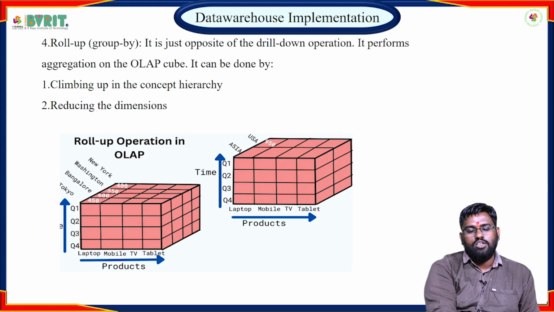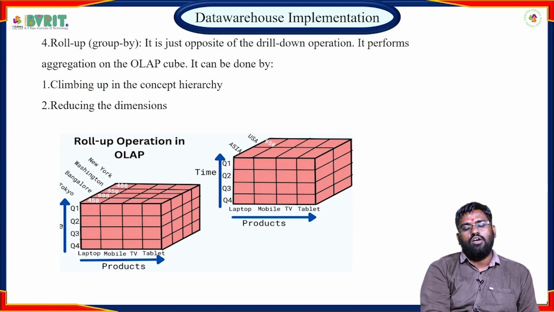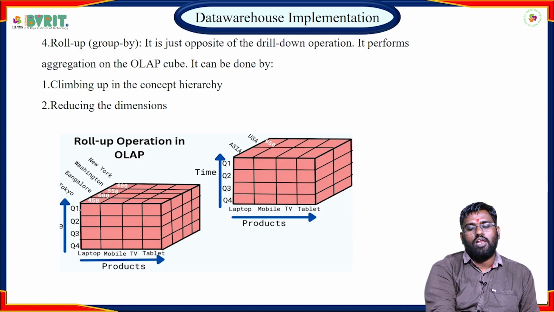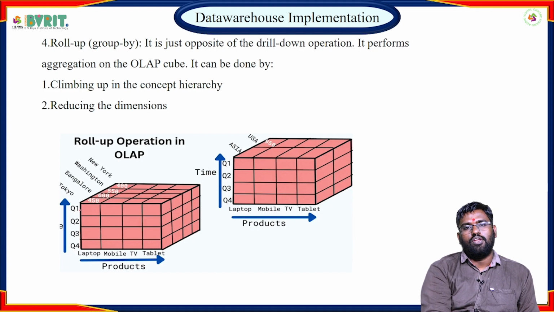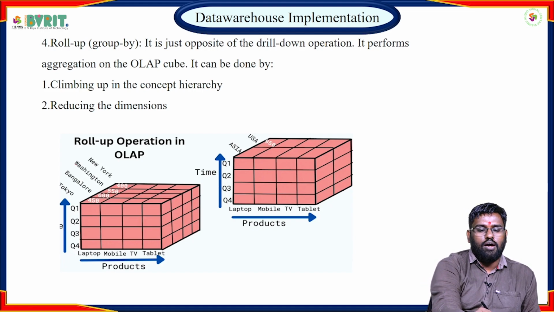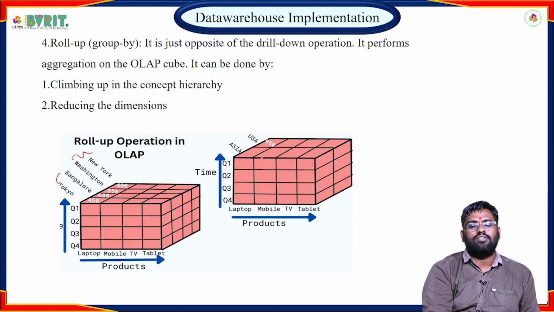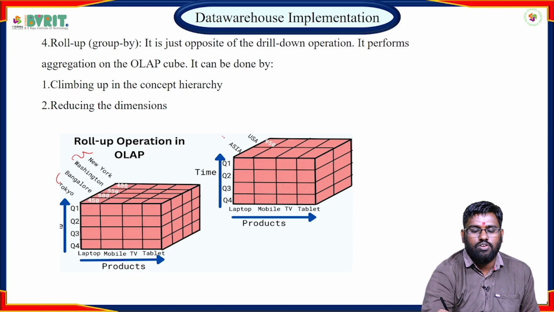See, New York and Washington belong to the USA, and Bangalore and Tokyo belong to Asia. So these two are combined into one and those two are combined into one, USA and Asia. The USA value combined is 400 plus 550, 950. Next, Asia is 600 plus 450, 1050. So the Asia value is 1050 and the USA value is 950.